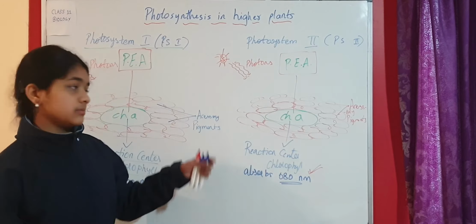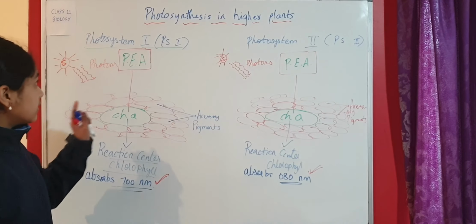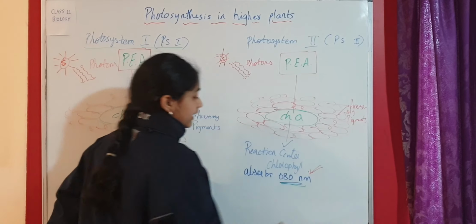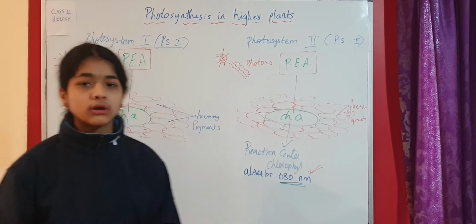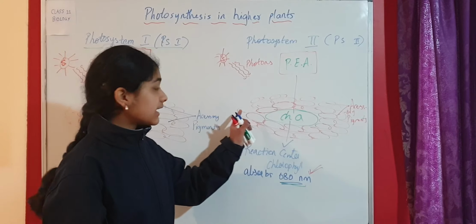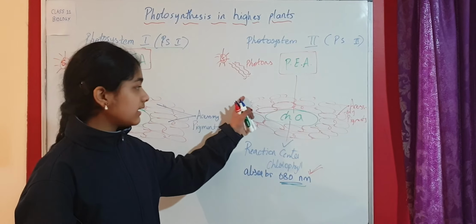Here the reaction center chlorophyll absorbs 700 nanometer, here it absorbs 680 nanometer. This is the only difference between PS1 and PS2. So these both are very important. And also we have looked at the structure of quantosome, that it looks like this. It doesn't have the sun, but the light energy, the heat energy comes from the sun.